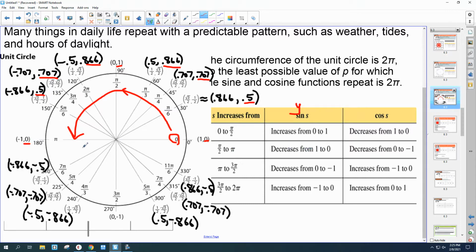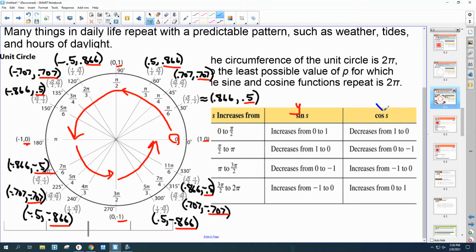And then as we keep going around to the next quarter of the circle, from pi to 3 pi over 2, the y number goes from 0, negative 0.5, negative 0.7, negative 0.8, negative 1. It decreases from 0 to negative 1. And then the rest of the way around, from 3 pi over 2 to 2 pi, we're increasing from negative 1, negative 0.8, negative 0.7, negative 0.5, and back to 0. So all this says is it's talking about the y number for the sine.